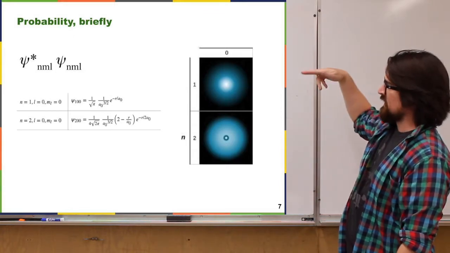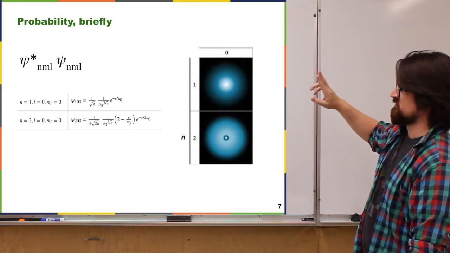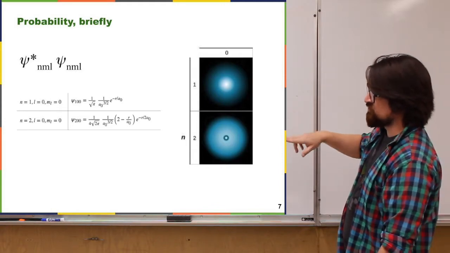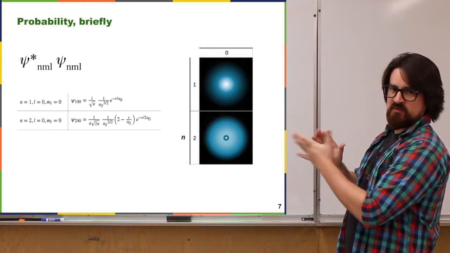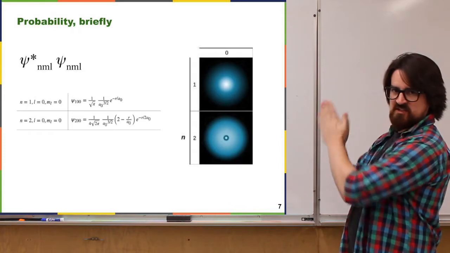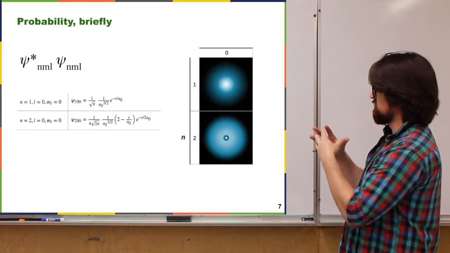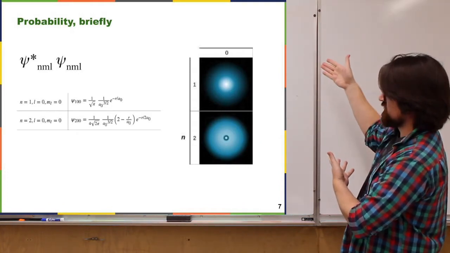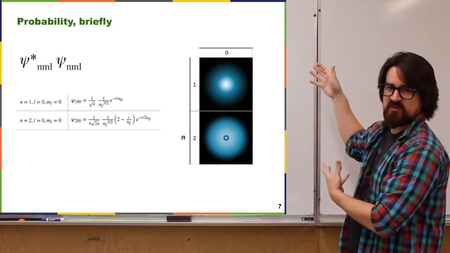Anyway, looking at just these first two states, where n is equal to 1, L is equal to 0, m is equal to 0, or n is equal to 2 but L and m are still 0, if you do that complex conjugate multiplied by the original wave function, another way of saying that is the magnitude squared, and you plot that probability distribution, they look like this. So when n is equal to 1, L is equal to 0, we get this top picture, and the brightness is telling you about the probability.